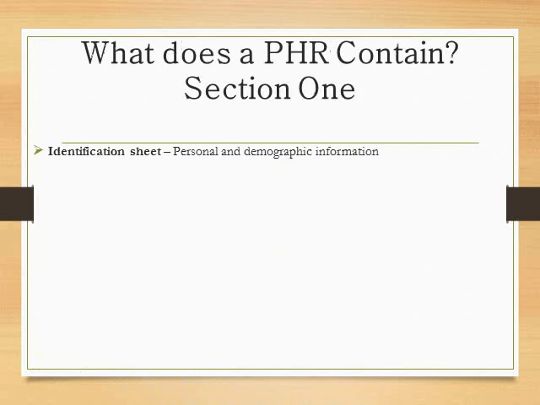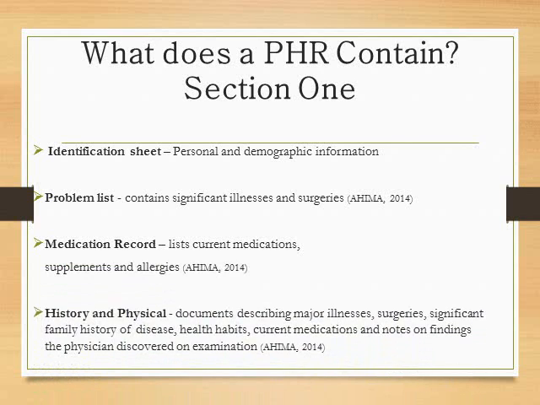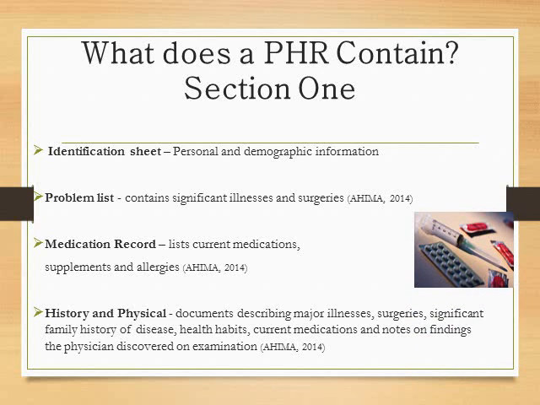What does a PHR contain? Section 1. Identification sheet: personal and demographic information. Problem list: contains significant illnesses and surgeries. Medication record: lists current medications, supplements, and allergies. History and physical: documents describing major illnesses, surgeries, significant family history of disease, health habits, current medications, and notes on findings the physician discovered on examination.